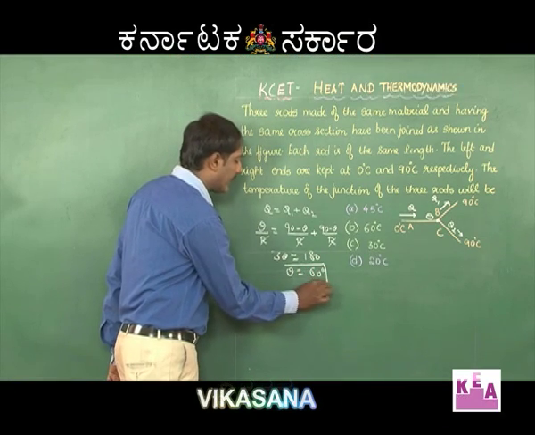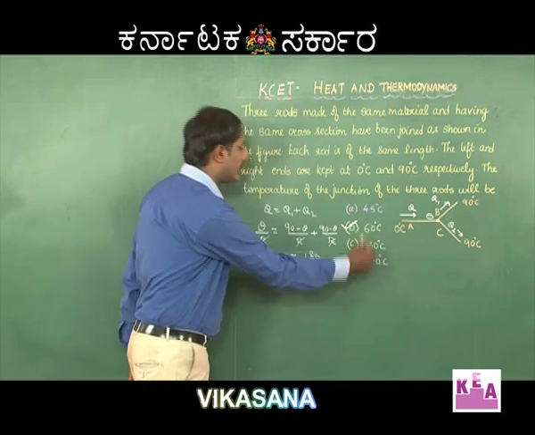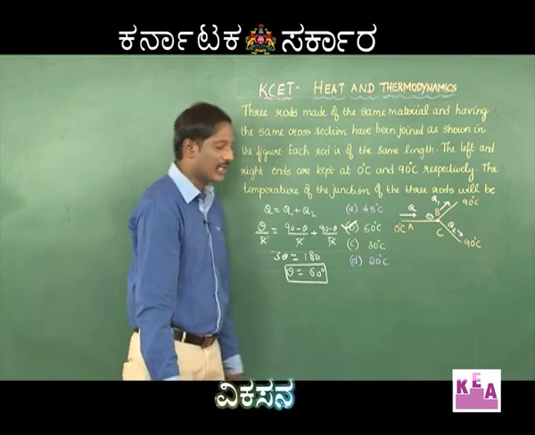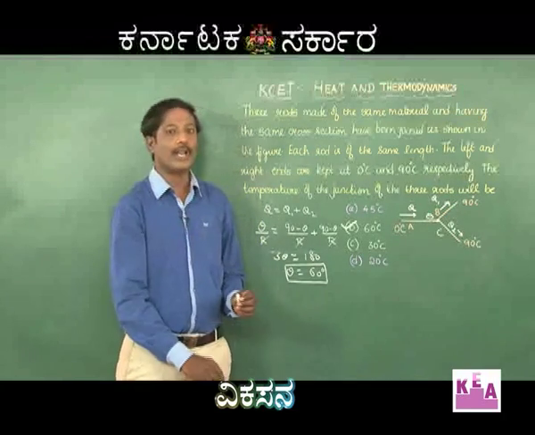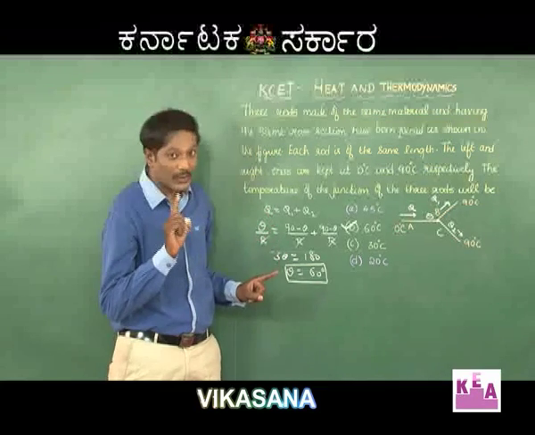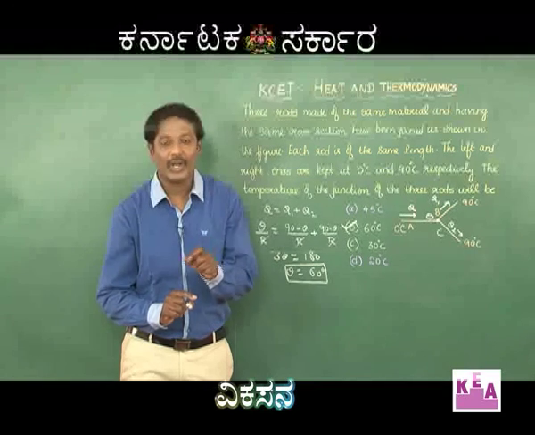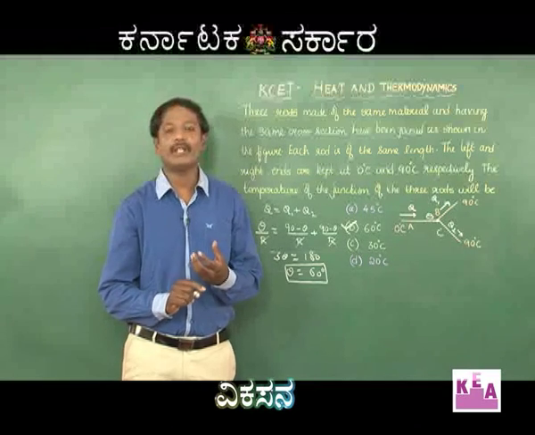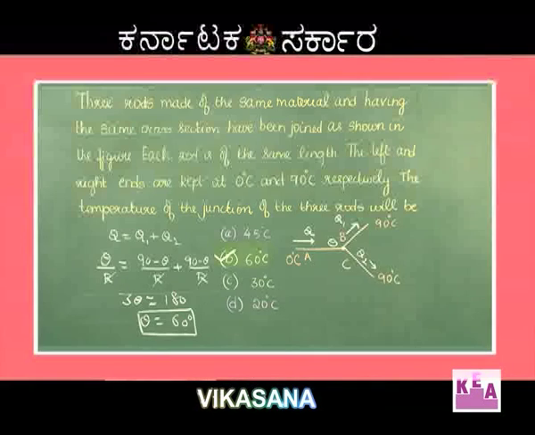So the correct option is option B. The junction temperature is 60 degree Celsius. Students, please make a note of this formula. For the amount of heat energy flowing in a given interval of time, use the formula: increase in temperature divided by the thermal resistance. Don't go for K into A into theta 1 minus theta 2 into t divided by d, because it takes a lot of steps.